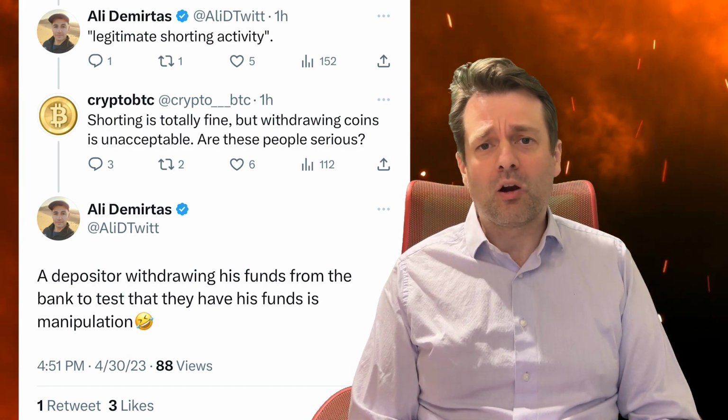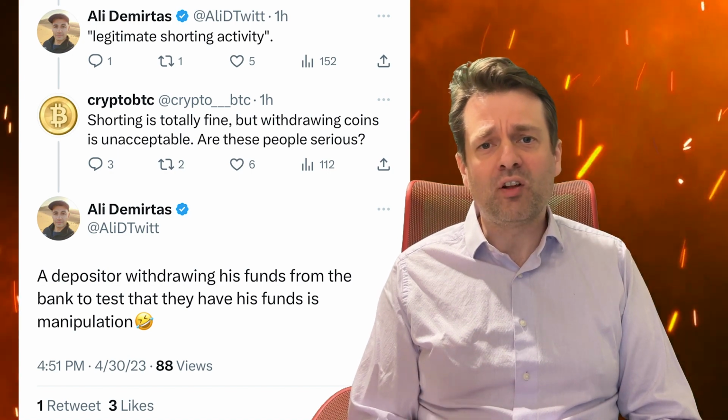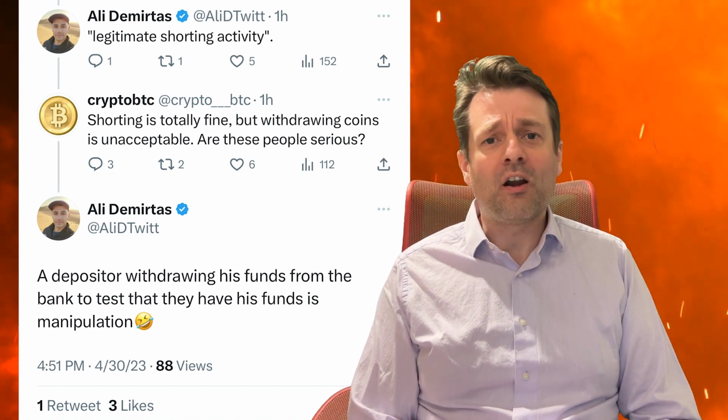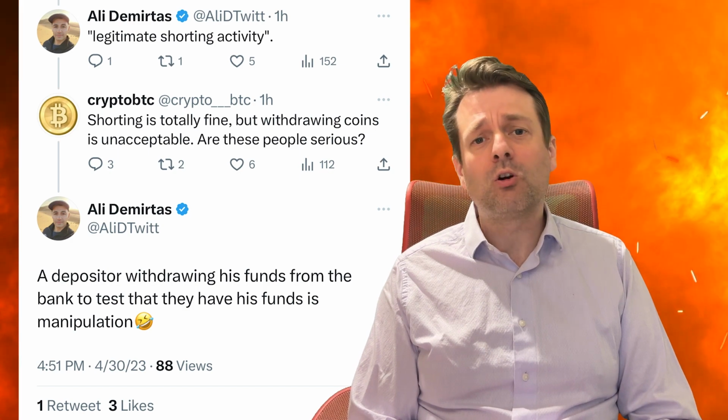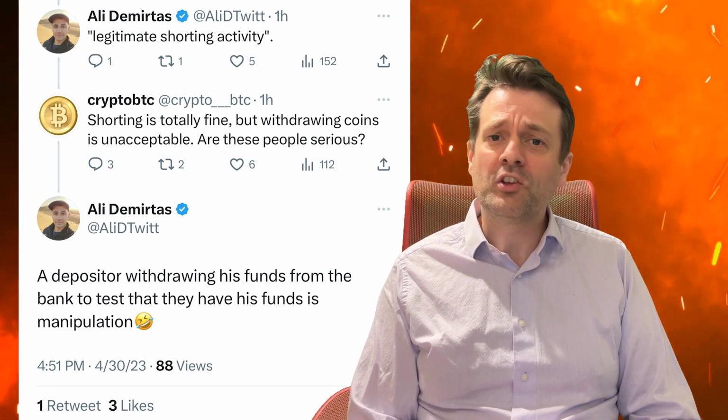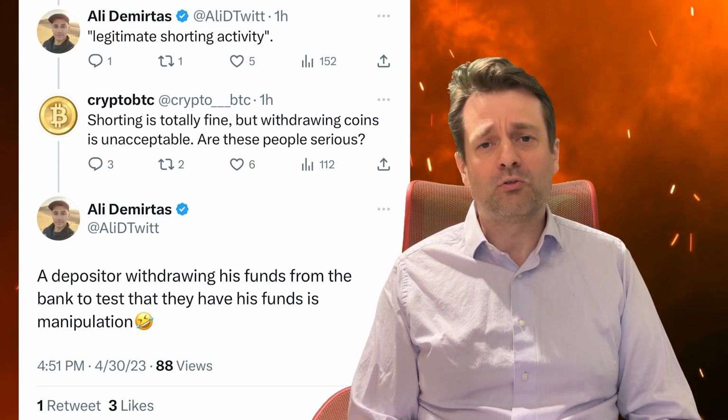And this type of market manipulation, actions specifically to manipulate a market, those are not okay. So again, this will require an investigation. What was the intent of these withdrawals?